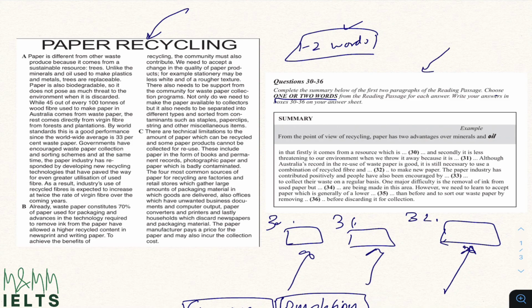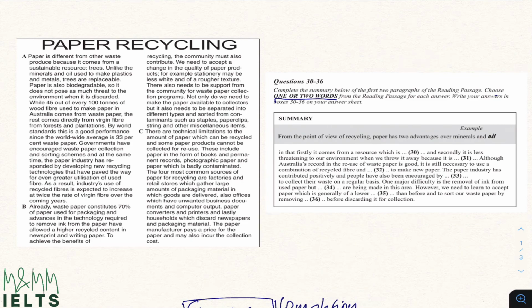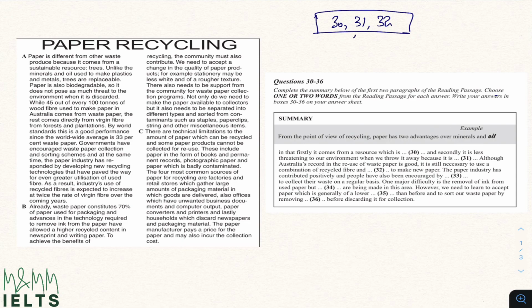This is why reading the question and the instructions is very important, because it will help you understand what the IELTS exam is looking for from you. Now I'll give you 3 minutes over here. I'll start the timer, 3 minutes. We don't have to do all the questions, just read the first 3. So we are only going to do question number 30, 31, and 32. Just these 3 questions.